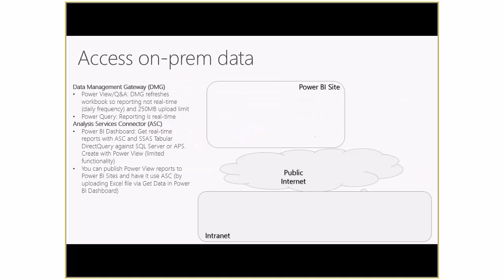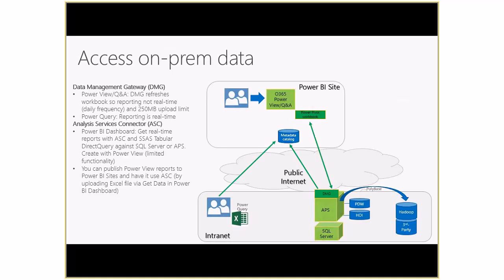All right. So the two ways: data management gateway and the analysis services connector. The gateway is just like that endpoint. You set up your data source with a service account, and that service account has access to everything it has access to. So whoever has access to that data source can see everything that service account can.